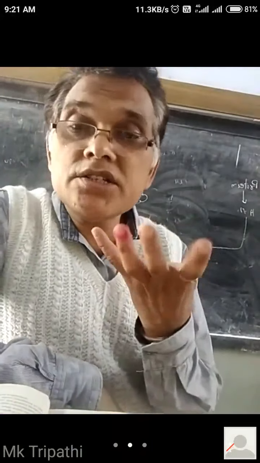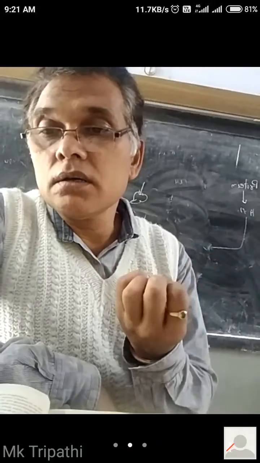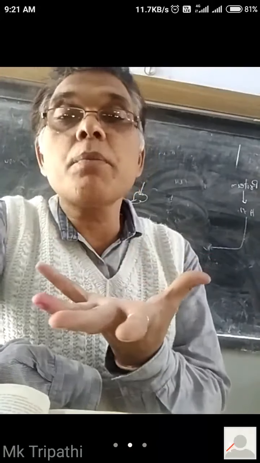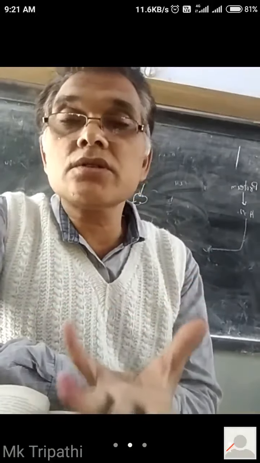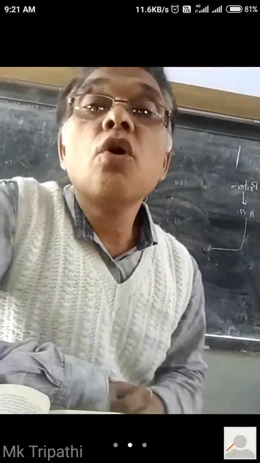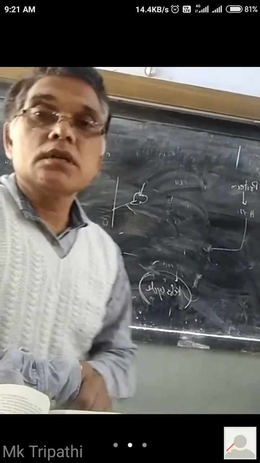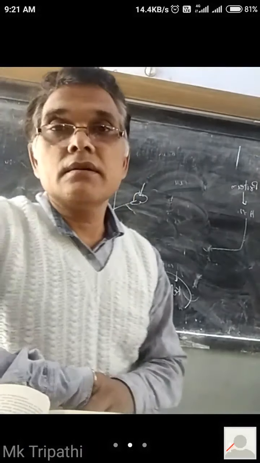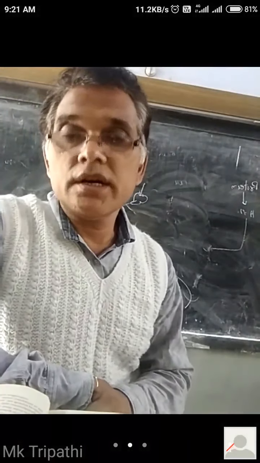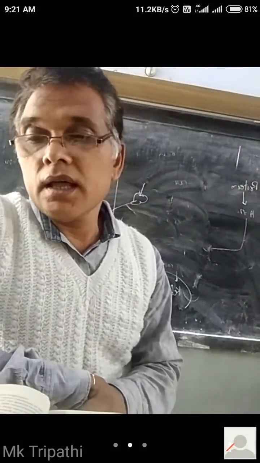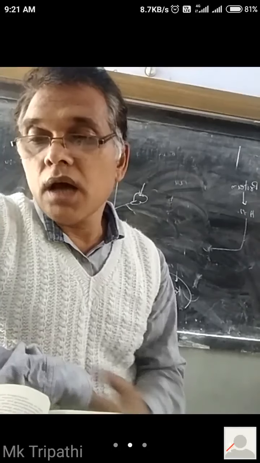If the flower is chasmogamous, chasmogamous means open flower, in that case homogamy is required, meaning both male and female parts will mature at the same time. Another is geitonogamy.